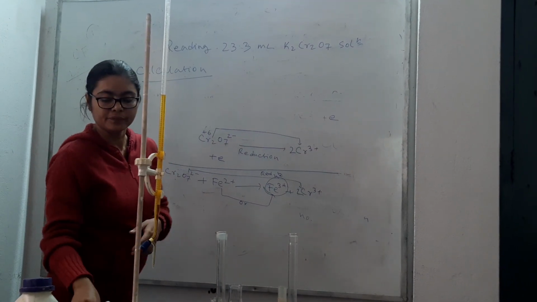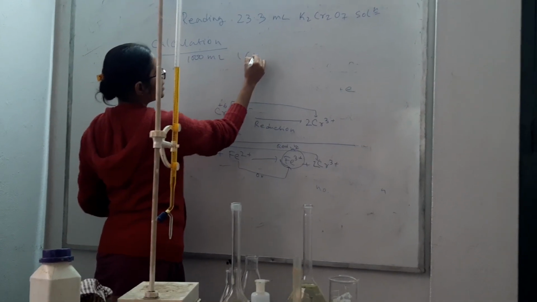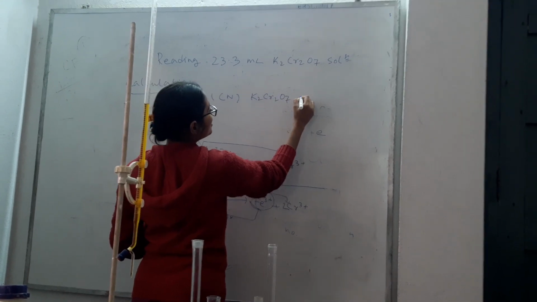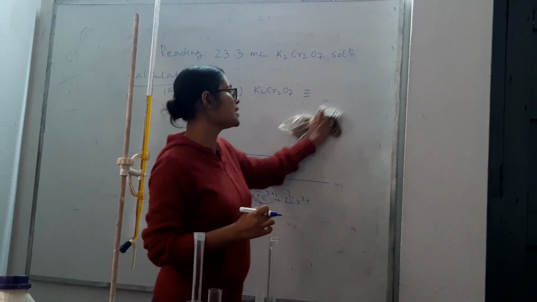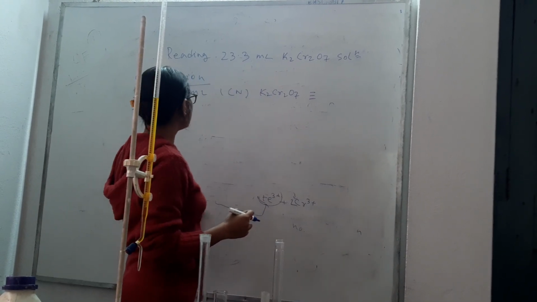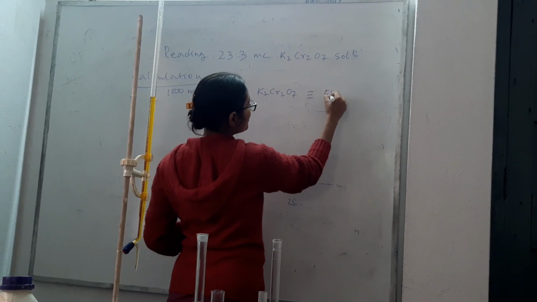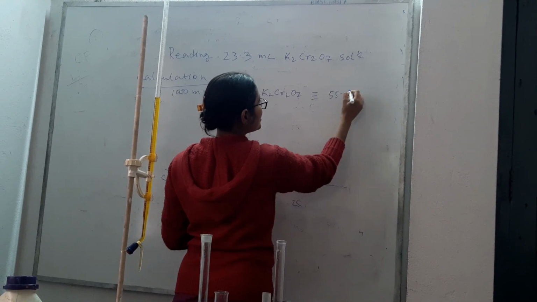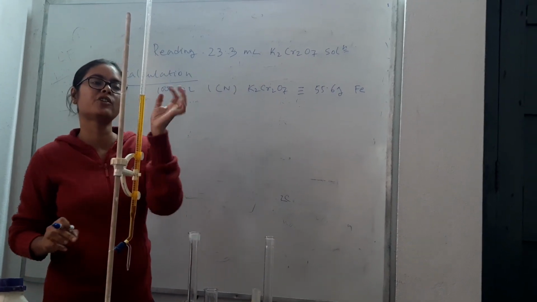Okay. So we know that 1000 ml of 1 normal K2Cr2O7 is equivalent to 55.6 grams of iron. It is the molecular weight of iron. So 1000 ml of 1 normal dichromate is equivalent to 55.6 grams of iron. Okay. So our reading is 23.3.